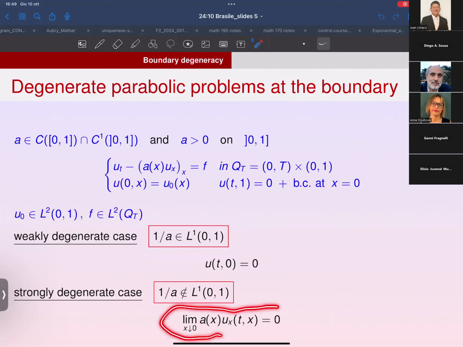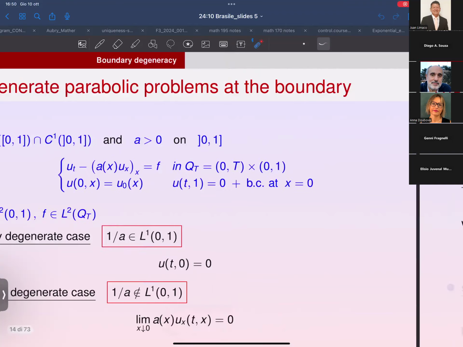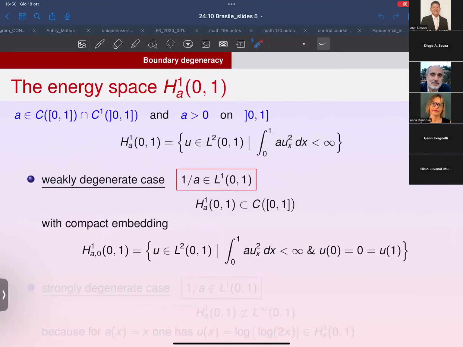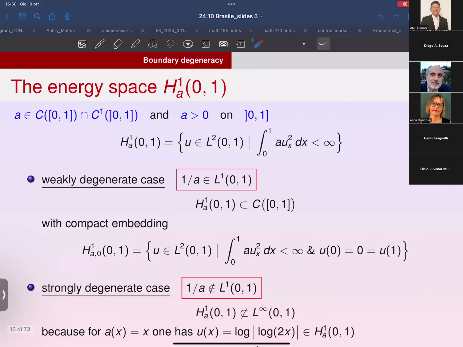But if we want to stay in L2 theory, we have to assume some kind of generalized Neumann condition at 0, where the coefficient vanishes. The natural energy spaces are defined with an H1 norm, which is weighted according to the degenerate coefficient in this way, which is very similar. I mean, the definition of the energy space is very similar, whether you are in the weakly degenerate or in the strongly degenerate case.